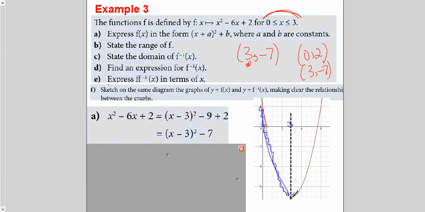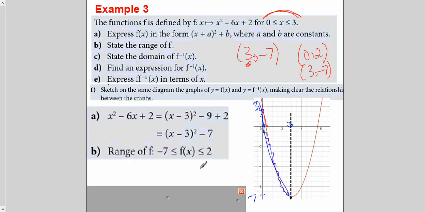And what are the values of y on this part of the graph? If you see, this was 3. Sorry, this was 0, so 2. This was 2, and this was 7, right? So my range is from minus 7 to 2, okay? So you can write the range of the function is minus 7 to 2.